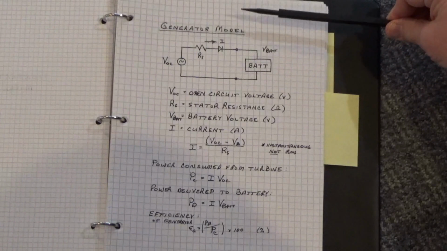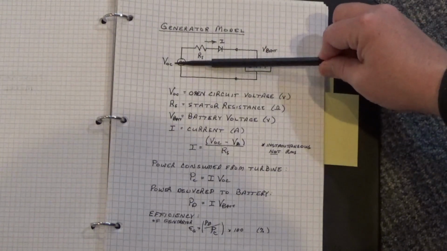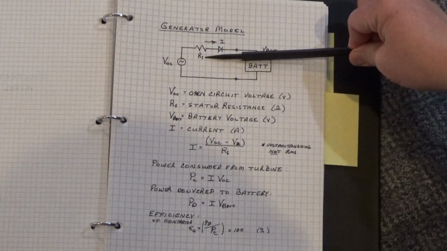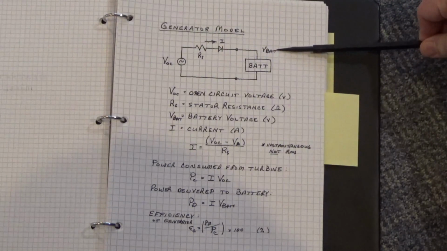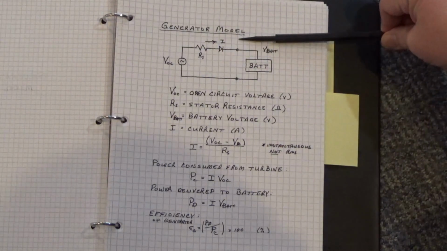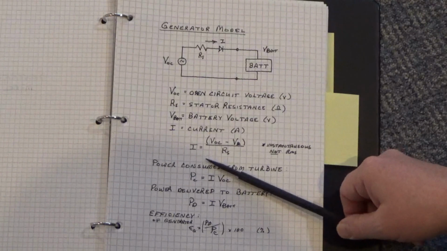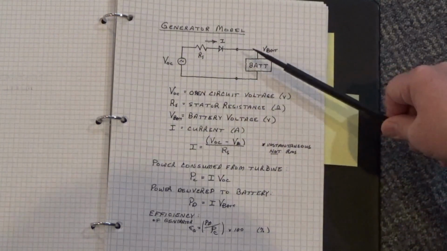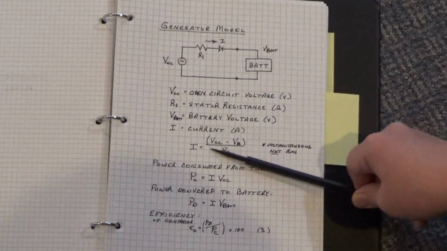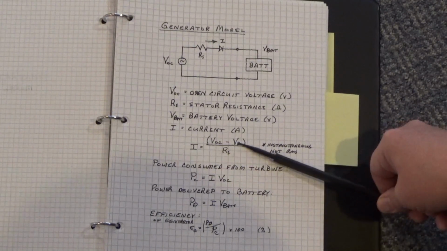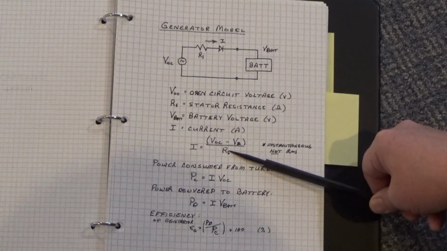So anyhow, VOC is the open circuit voltage, RS is the stator resistance, VBAT is the battery voltage. We're going to have some current going through there. And whenever the open circuit voltage is larger than the battery, we get a current. That's the difference of those two voltages divided by the stator resistance.